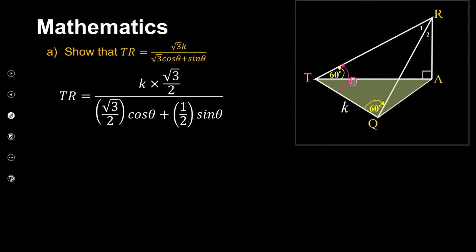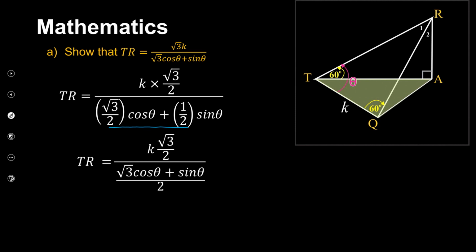Okay, so that's where we were in the previous slide. K times root 3 over 2, root 3 over 2 times cos of theta plus half times sine of theta. Now this looks similar, but there's something wrong, because we need to find a common denominator in here. And the common denominator is 2, so let's start off there. So if you find the common denominator, we're going to get root 3 cos of theta all over 2. So we just added the numerators.